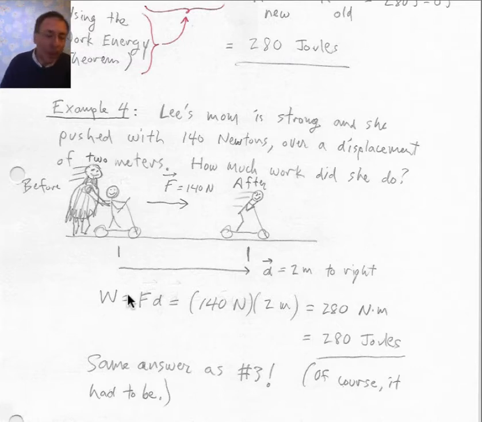Well, remember from the previous lecture, work can be calculated as the force times the displacement, the applied force times the displacement. So we have that she pushed at 140 newtons of push. The displacement was 2 meters. You multiply and you get 280 Newton meters, which is the same as 280 joules. You get the same answer. And of course, you should. I kind of set things up this way, I wanted them to have the same answer. But in real life, it will be the same answer.